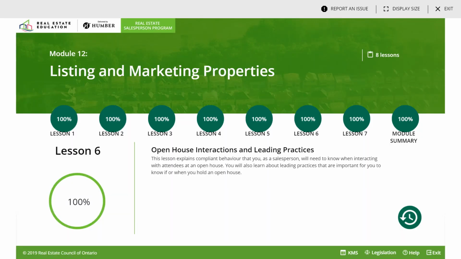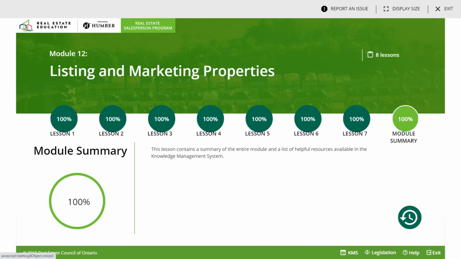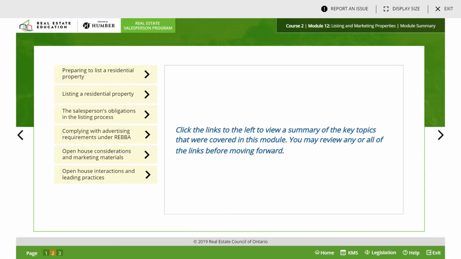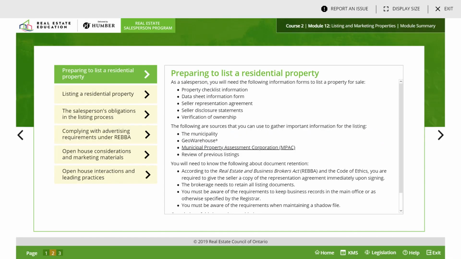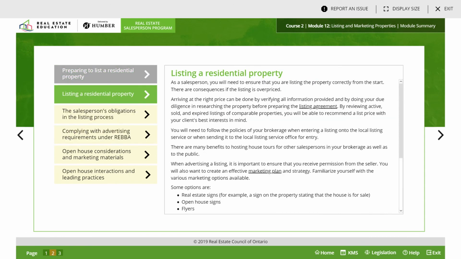Okay, sounds pretty simple. Let's move on to lesson 7. Lesson 7 is basically just the summary practices. We are going to skip that. Let's go on to the module summary, see what they say. Hopefully they covered everything we've already talked about. Okay, yeah, we've talked about this.